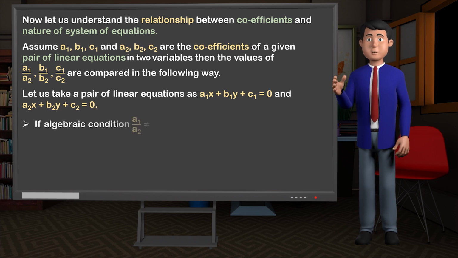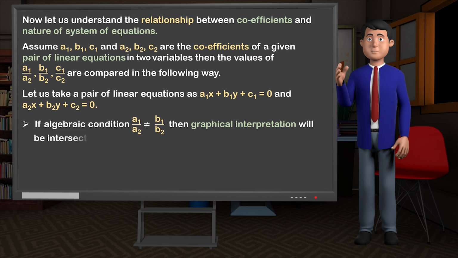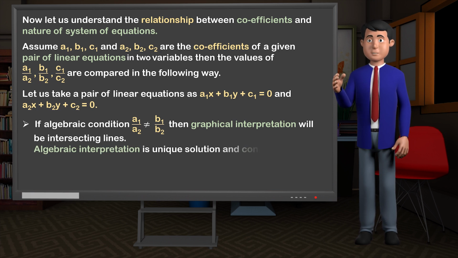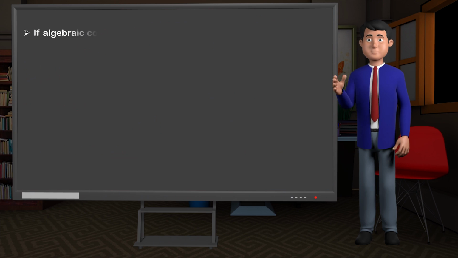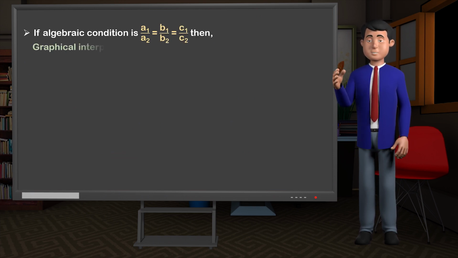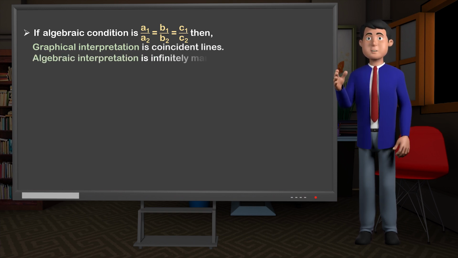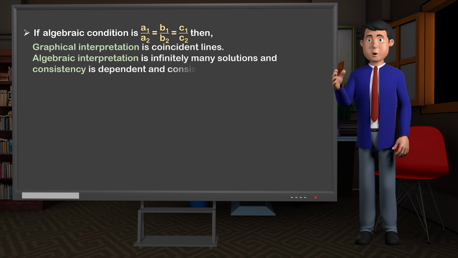If the algebraic condition is a1 by a2 is not equal to b1 by b2, then the graphical interpretation is intersecting lines. Algebraic interpretation is a unique solution and consistency is independent and consistent. If the algebraic condition is a1 by a2 is equal to b1 by b2 is equal to c1 by c2, then the graphical interpretation is coincident lines. Algebraic interpretation is infinitely many solutions and consistency is dependent and consistent.